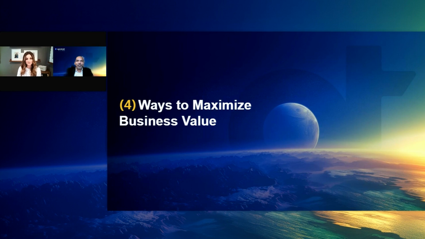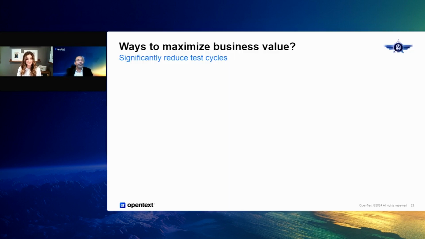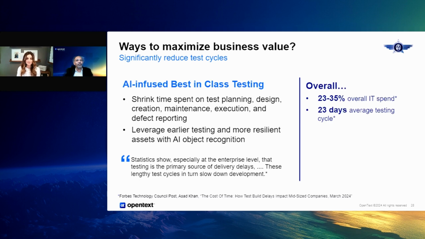All right, so I'll go first since I've got the pointer right now. We'll start here. One way is to significantly reduce test cycles. Using AI-infused best-in-class testing tools, it can really shrink the time spent on testing. And testing, remember, is comprised of test planning, design, creation, maintenance, execution, defect reporting, and analysis. So using these AI capabilities in the solution can save an immense amount of time.